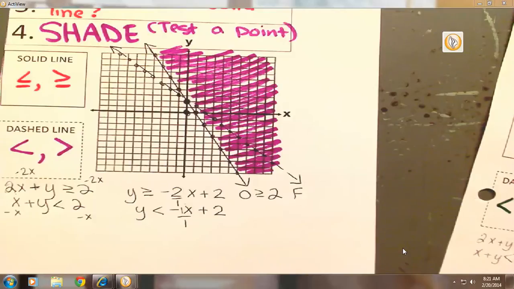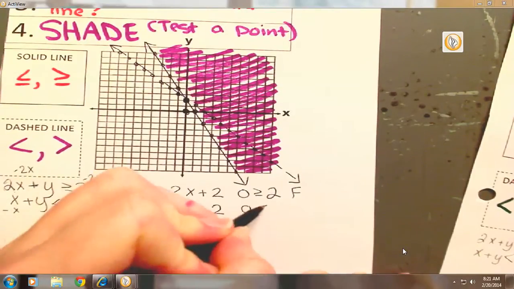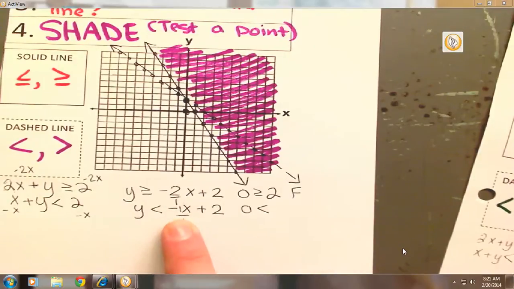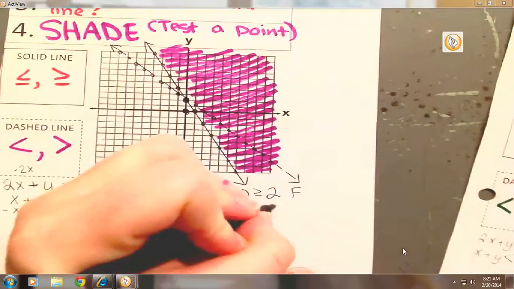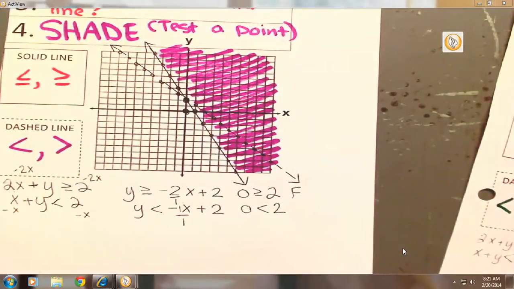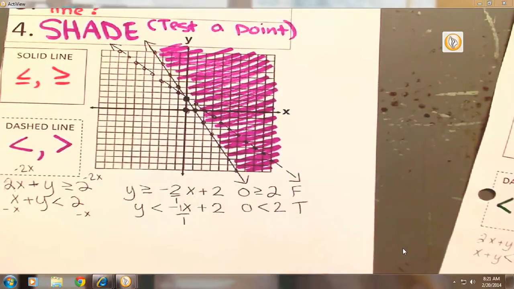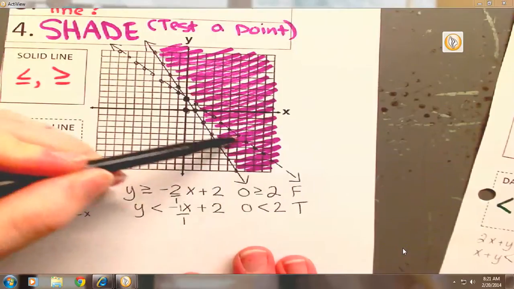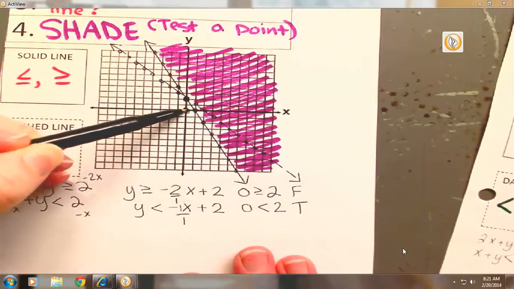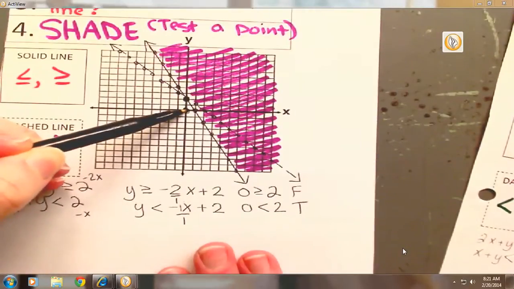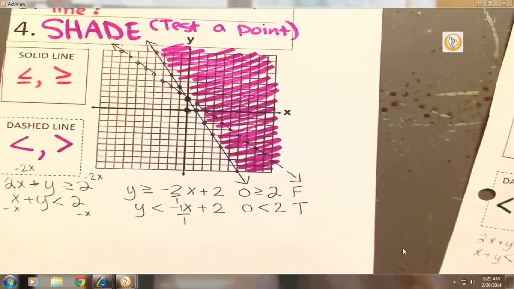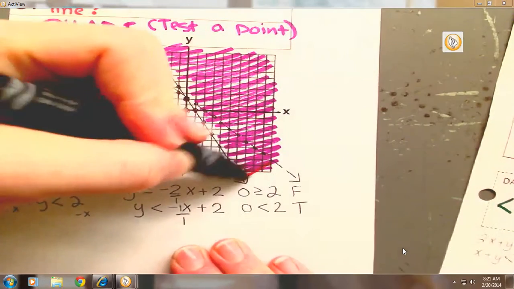So we're going to test an ordered pair. Still going to test 0, 0. So let's put 0 in for x and y. 0 is less than negative 1 times 0, which is 0, plus 2, which is 2. So I have the inequality 0 is less than 2. Is that true? Yes, that's true. 0 is smaller than 2. So thinking of my graph that I just drew in, I tested 0, 0, and it was true. So what does that mean about that side of the line? I need to shade that side. I'm going to shade the bottom or the left-hand side of this line.